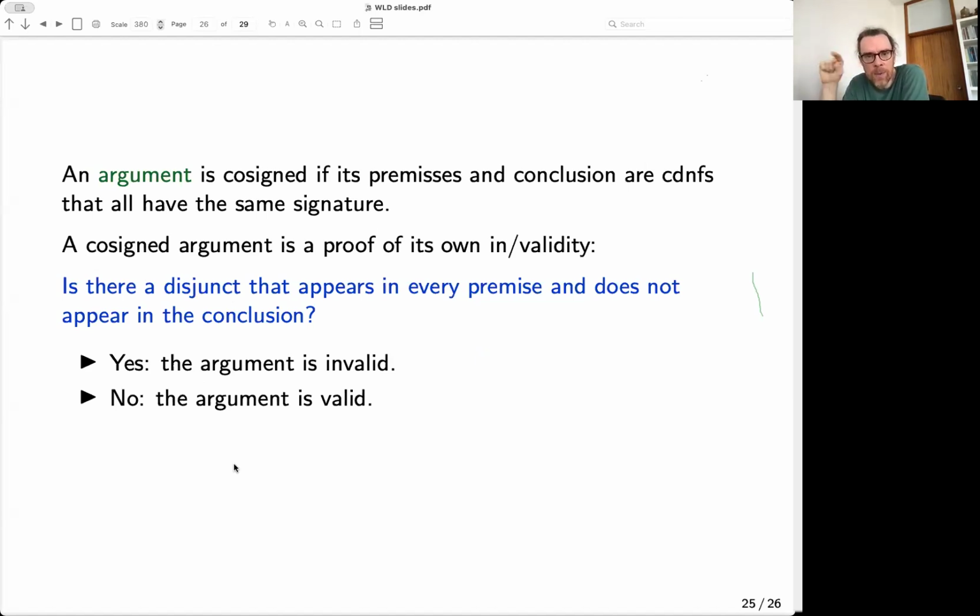To check it, you just ask: is there some disjunct that appears in all the premises and does not appear in the conclusion? If there is a disjunct that appears in every premise and not the conclusion, then the argument is a proof of its own invalidity. And if there isn't, then it's a proof of its own validity. Okay, so that's the third argument.